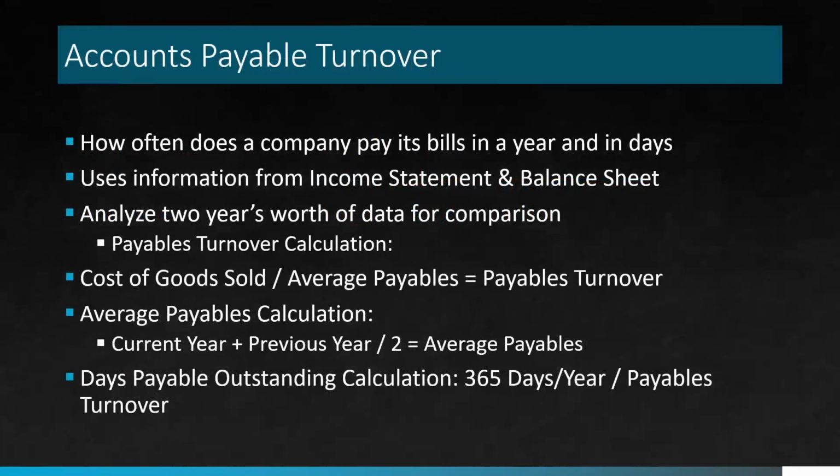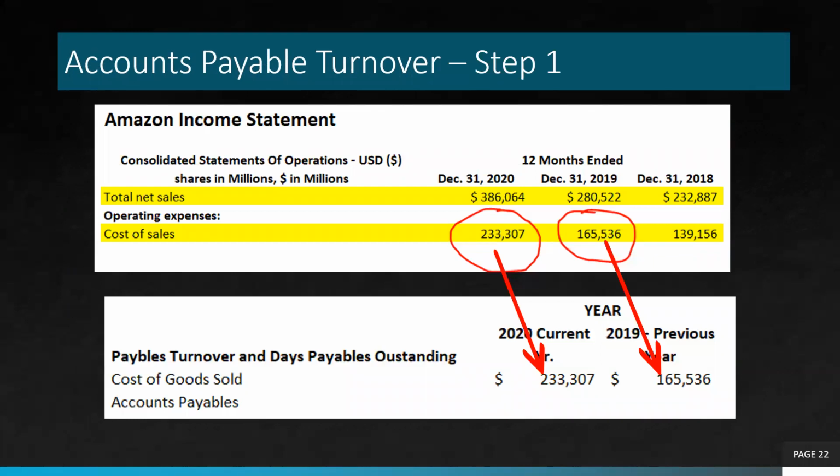Again, income statement and balance sheet financial statements are used, and the calculations are pretty much the same. So for accounts payable turnover, this is going to answer the question, how long does it take Amazon to pay its suppliers and vendors? So the calculation is cost of goods sold divided by the average accounts payable. So again, I go back to the income statement and I grab cost of sales, cost of goods sold, cost of sales, cost of revenue, all the same thing, and I plug them in here.